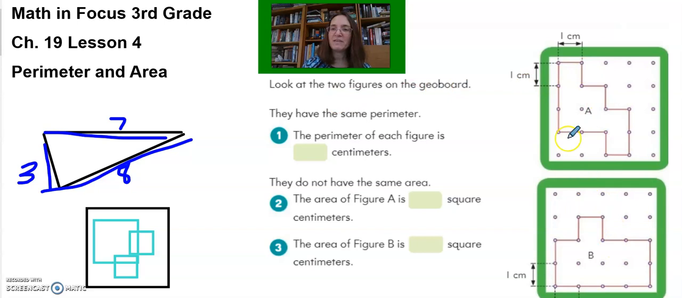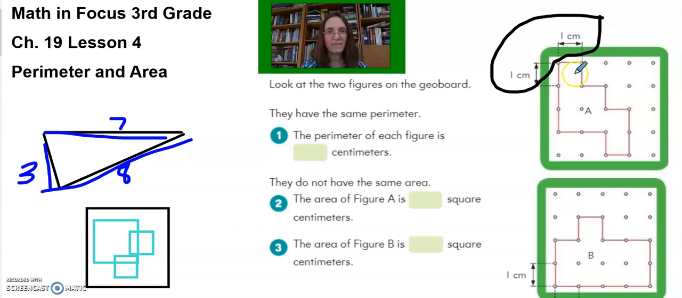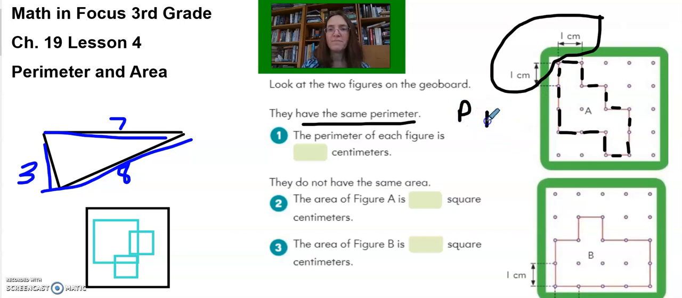So we have two geoboards here, and the geoboard key right here tells us that the pegs are spaced exactly 1 centimeter apart in every direction. Now, the book is telling us that they have the same perimeter. So to do that, I would just count every one of these lines. I know each one is 1 centimeter, so that's 1, 2, 3, 4, 5, 6, 7, 8, 9, 10, 11, 12, 13, 14. So this has a perimeter of 14 centimeters.